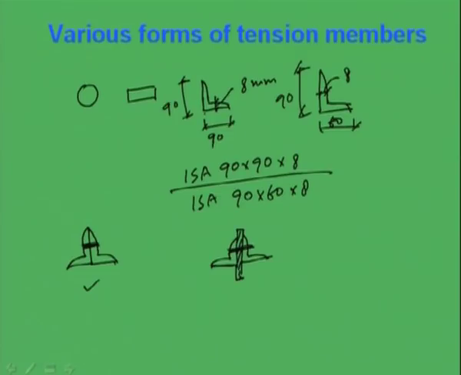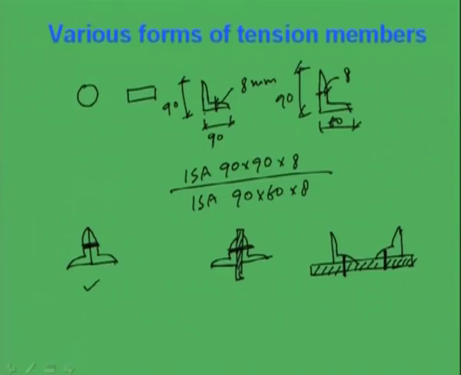So angles can be made in different combinations and we can find some built up sections. Another way can be made, say this is a plate and angles are made like this. Which type of shape will go depends on the requirement, and designers can choose accordingly. Say this is a plate which has been connected with two angles. Two angles are connected through this plate. So this is one type of built up section, we can say.